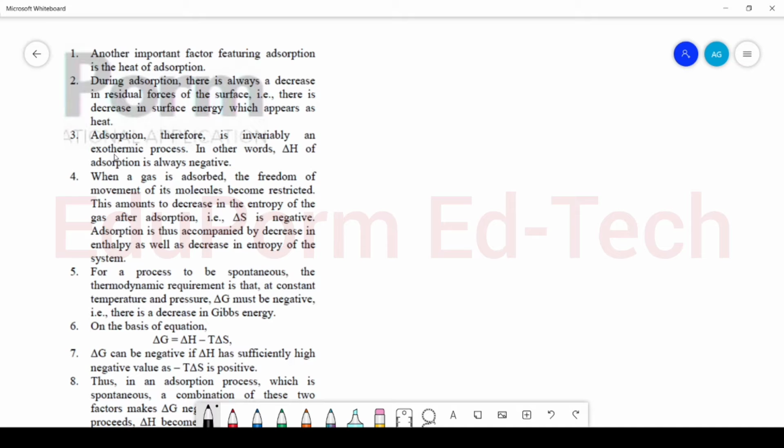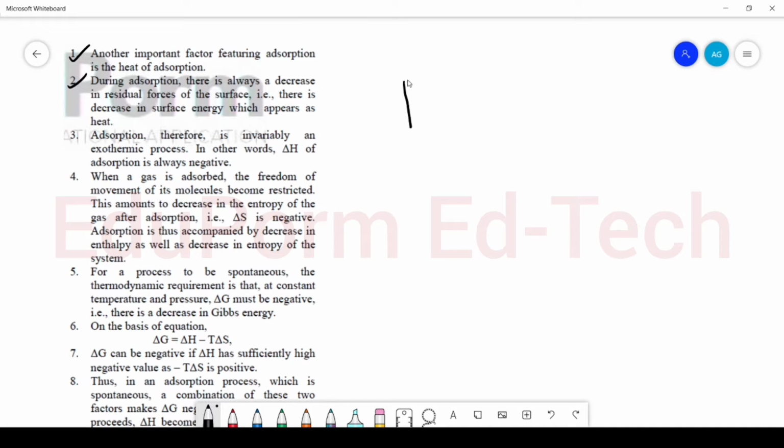Now let's start. The important factor featuring adsorption is the heat of adsorption. During adsorption, there is always a decrease in the residual forces of the surface. That is, there is a decrease in the surface energy, and that decrease appears as heat.